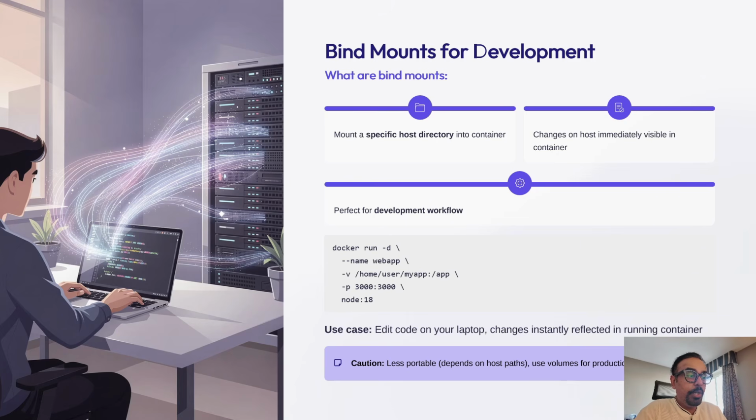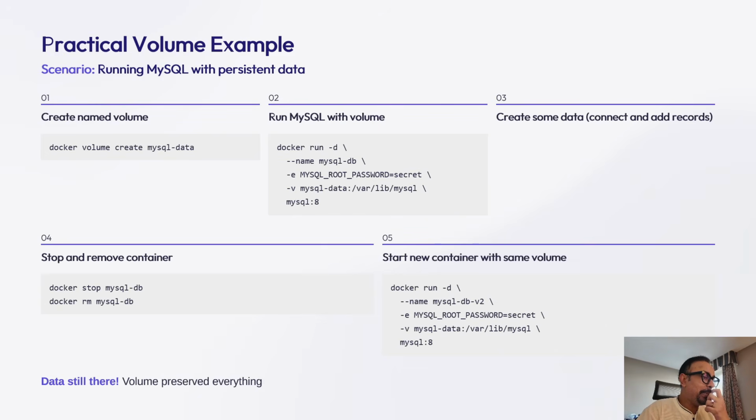In development, use bind mounts for your code and named volumes for data like databases. This gives you the best of both worlds, where instant code updates and persistent data storage all work together hand in hand. Now let's see a complete practical example that demonstrates the power of volumes. We are going to create a new volume, number one.